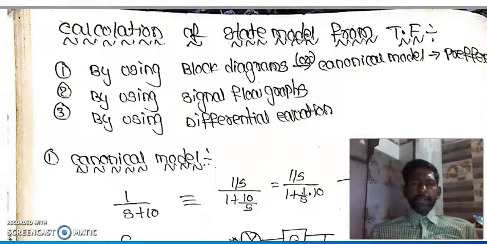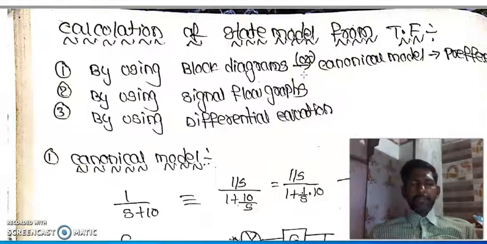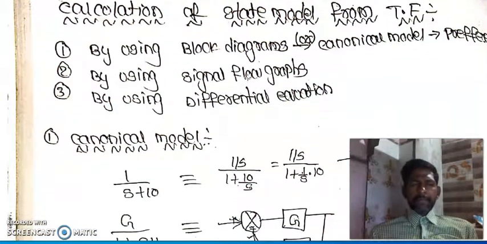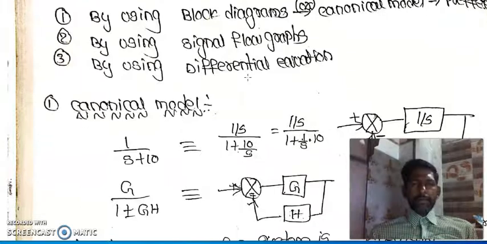Now, the first one, let us see how to find the transfer function by using block diagrams, and from the transfer function, how to find the state model. The block diagrams you can call the canonical form. Out of these three, the most preferred method is using block diagrams, the canonical model.